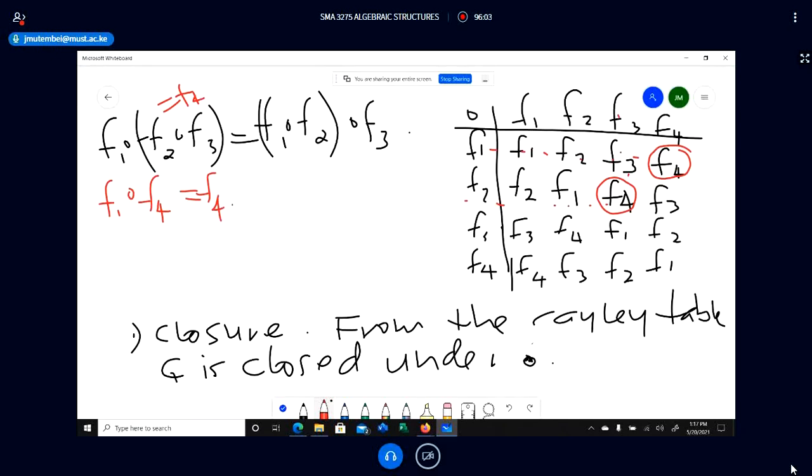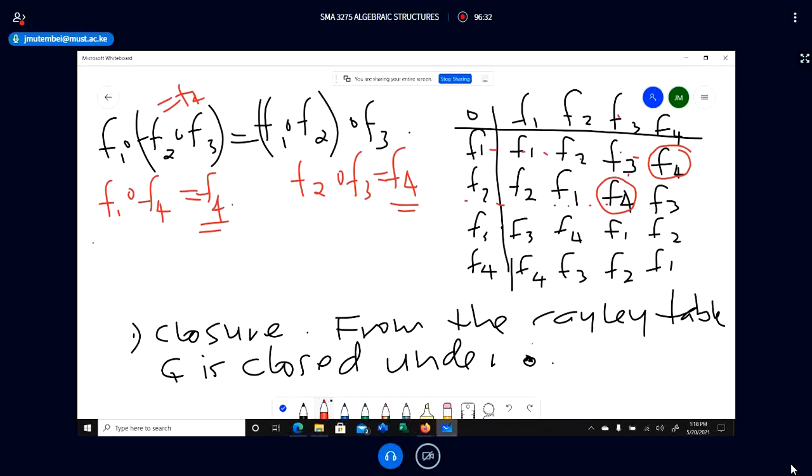On the other side, F1 F2 is F2. So you have F2 composite F3. F2 F3 is F4. So you can see this left side is equal to the right side. And you can do this for any, you can combine them in any form.